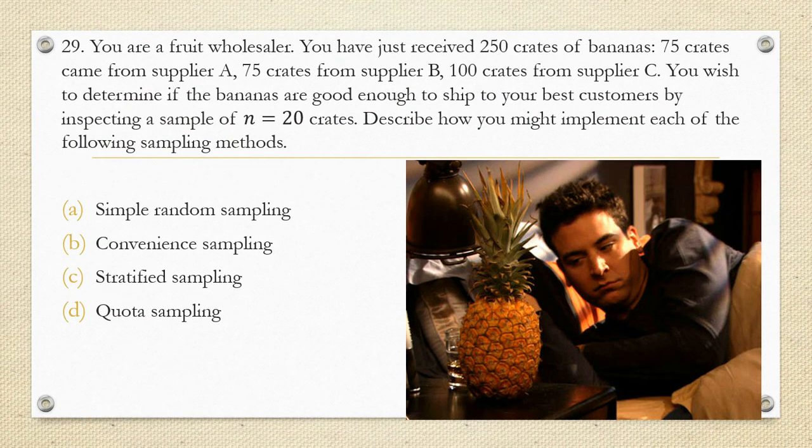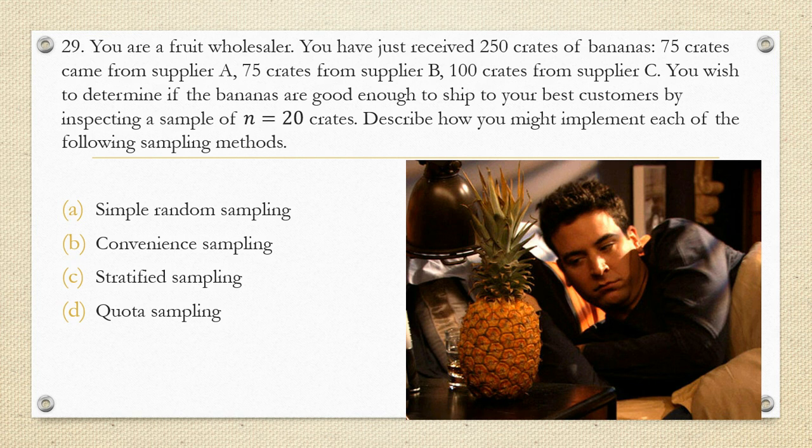All right, 29. Now, what 29 is saying is that you're a fruit wholesaler. So you get all these fruits coming in and you have to try to sell them. So let's say we get our bananas from 3 different companies: supplier A, supplier B, supplier C. Supplier A gave us 75, supplier B also gave us 75, and supplier C gave us 100.